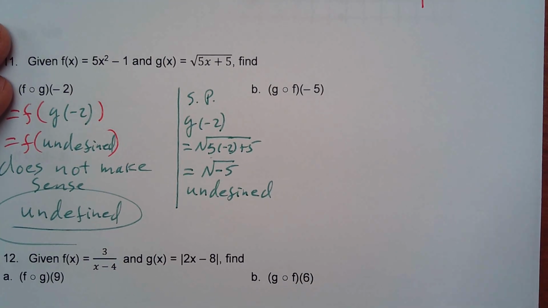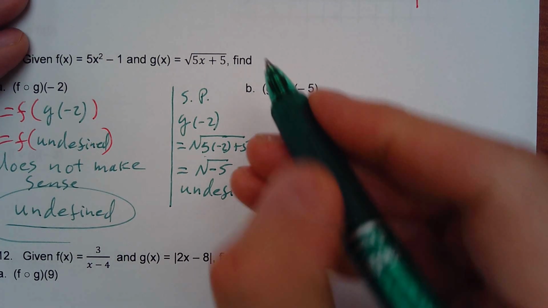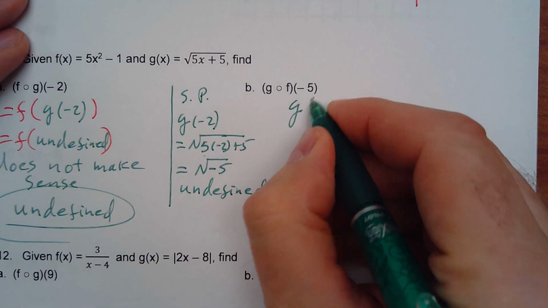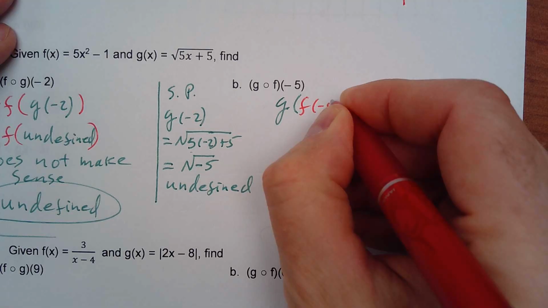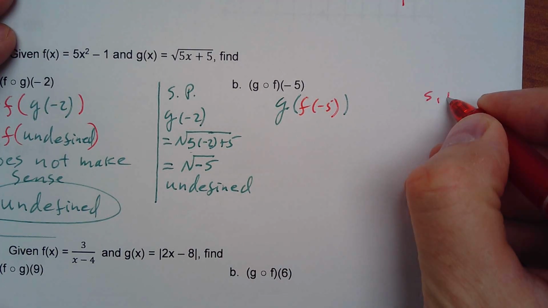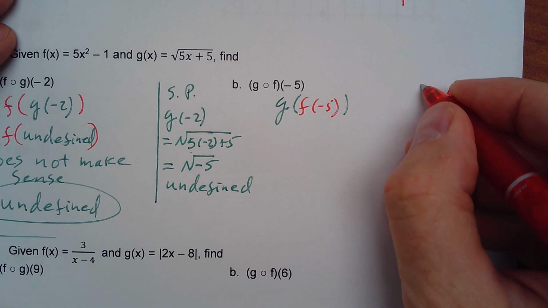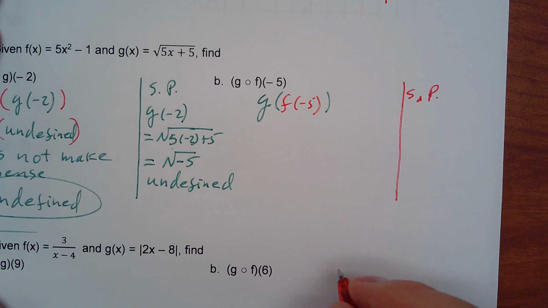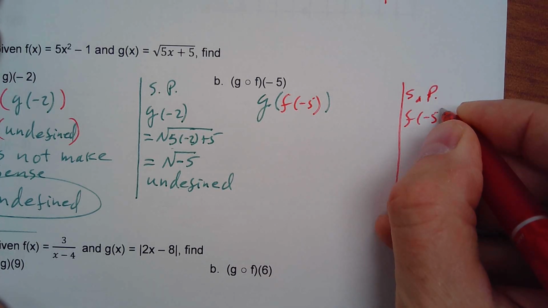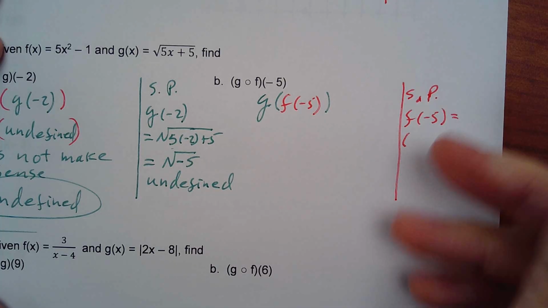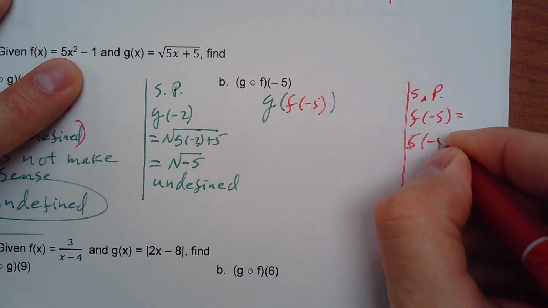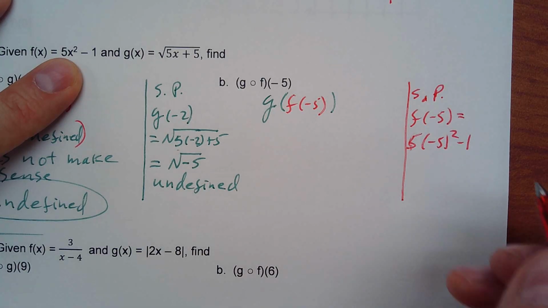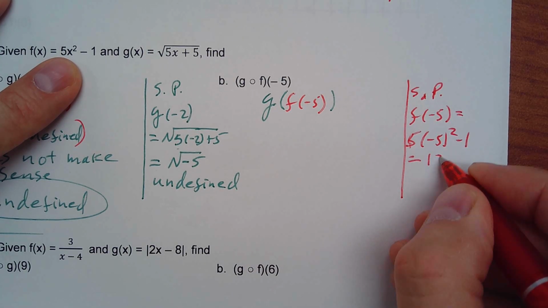Let's see if we have any better luck on part B. So this time, G is the outside function. F is the inside function. So I'll go over to my scratch paper. SP stands for scratch paper, by the way. And we're going to work this out. I'm going to work out F of negative 5. So looking back over here, this would be 5 times negative 5 squared minus 1. And that should work out to be 124.